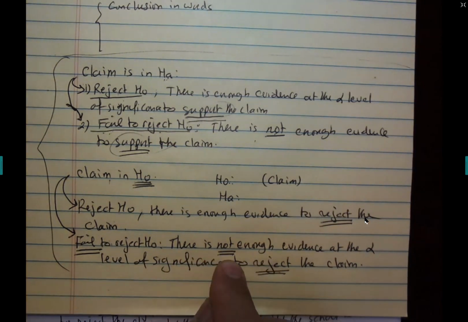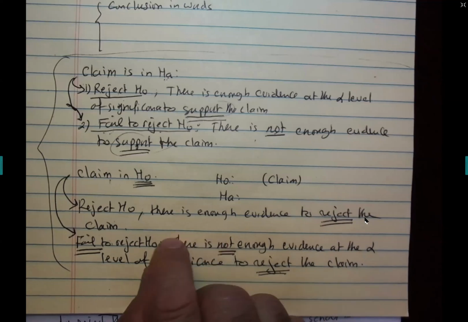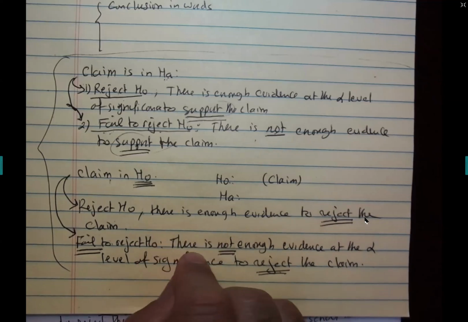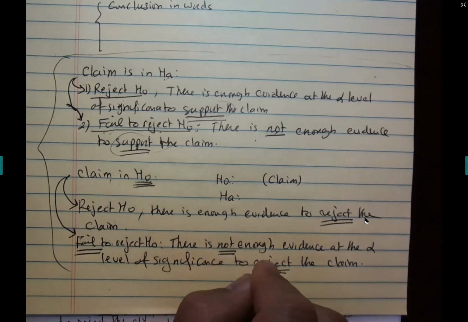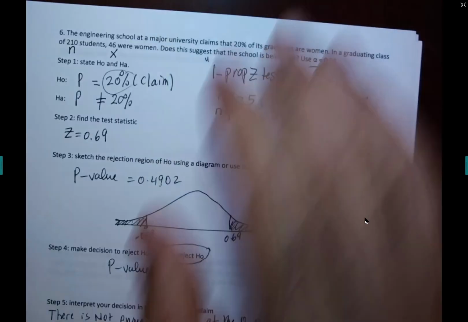This is going to be a challenge for you guys to decide whether you reject or fail to reject the claim, or support or fail to support the claim. These are the 4 scenarios. If you have them handy, understand them, nothing will go wrong. Fail to reject H0, then you say there is not enough evidence at the alpha level of significance to reject the claim. You see, the word reject must be used when the claim is in H0.